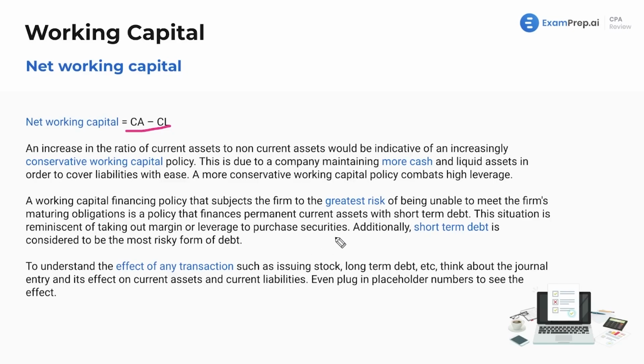So there we go. To understand the effect of any transaction, such as issuing stock or long term debt, think about journal entries. But Nick, this is BEC, not FAR. But hey, to that I say, there are journal entries. They exist, and this is accounting as a whole, so they are around. And its effect on current assets and current liabilities. Even plug in placeholder numbers to see the effect if you were to try using journal entries.